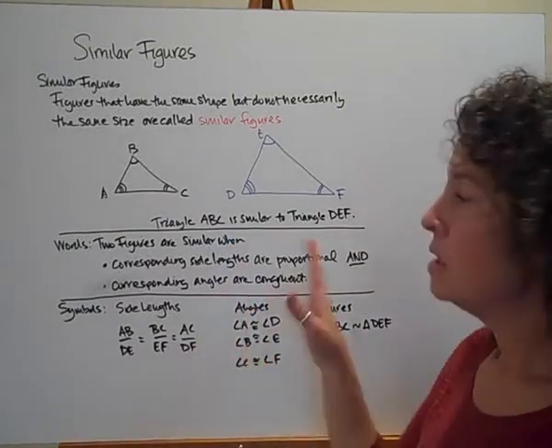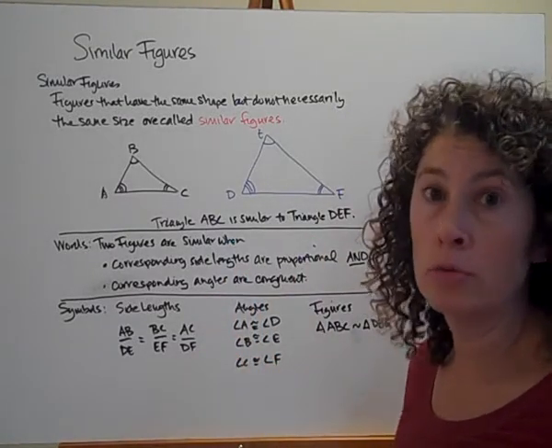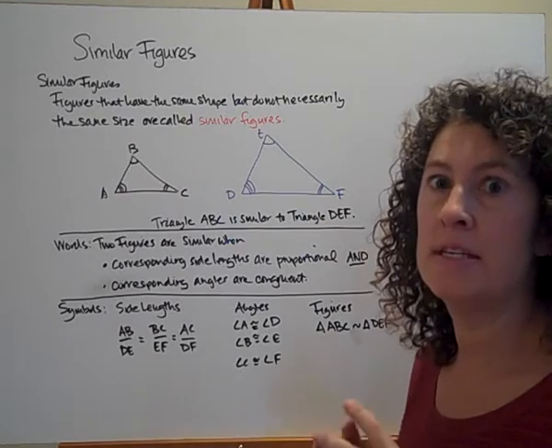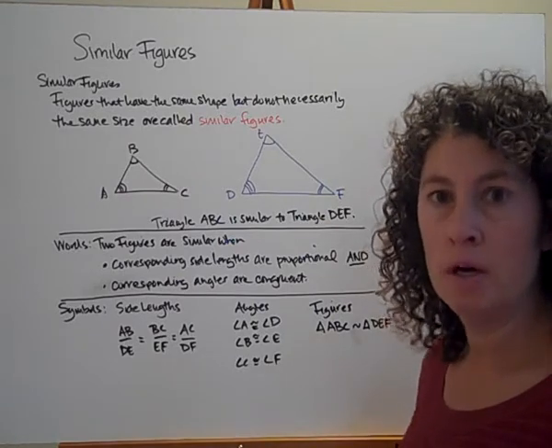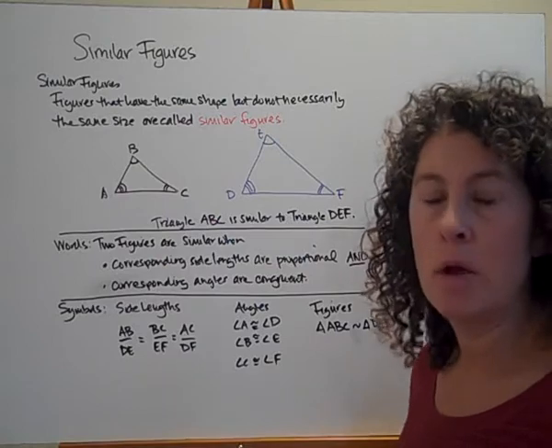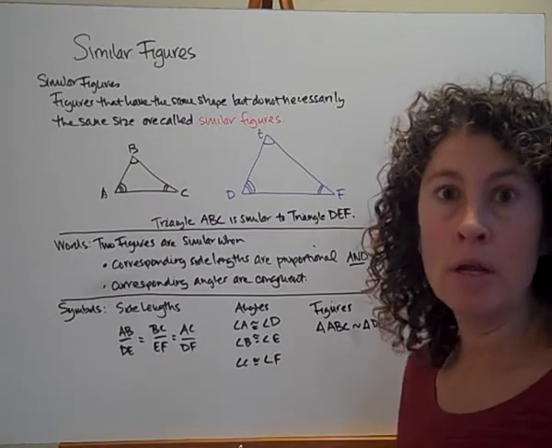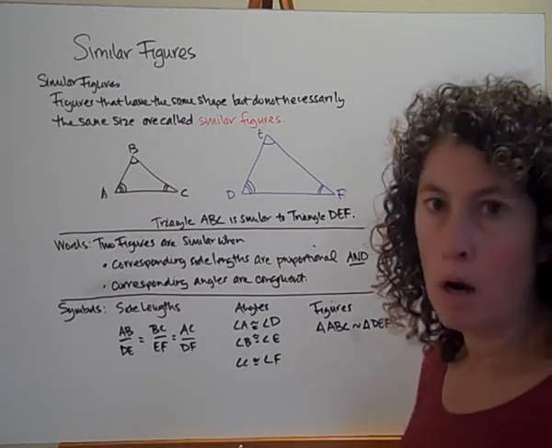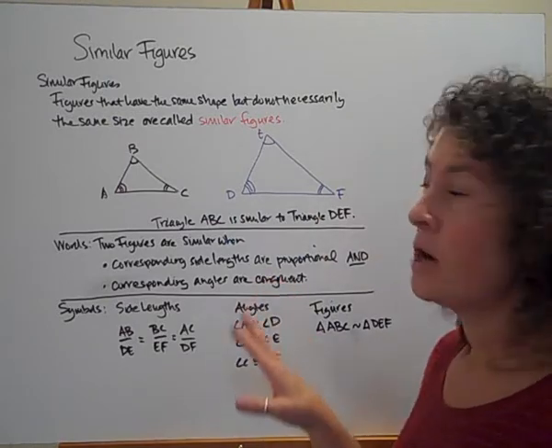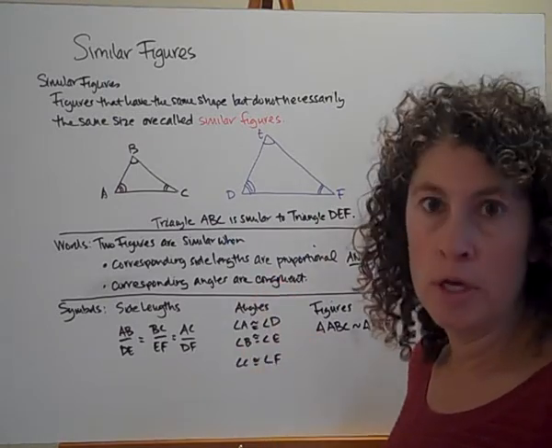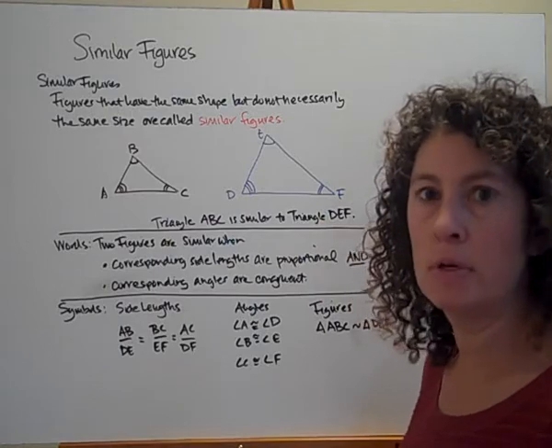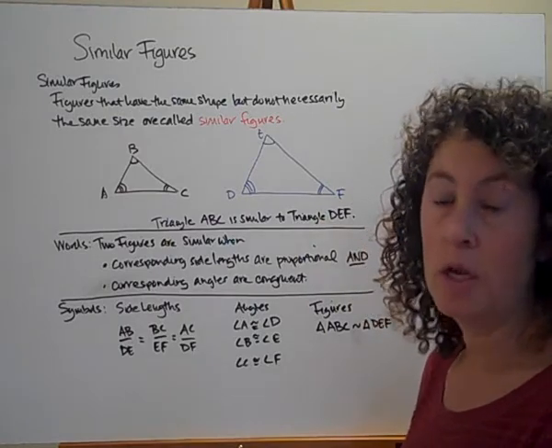Similar figures. Up until now we've been talking about congruent figures, which means that the size and the shape of the figures are exactly the same. Corresponding sides are equal to each other, corresponding angles are equal to each other. We're going to start talking about figures that are not congruent. They are similar, and similar is very specific when we start talking about geometry.